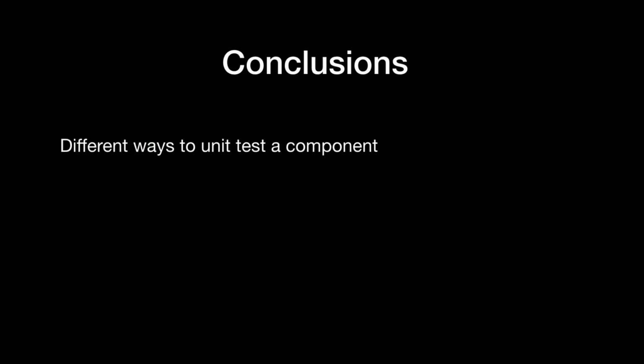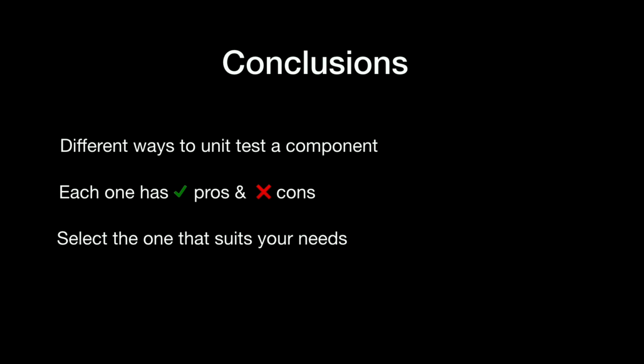So to sum up, there are different ways in which we can unit test a component, and each one has its pros and cons. And each one should select the method that suits your needs. So at some points, maybe an Rx blocking should be appropriate for simpler flows, but for more complex flows, you may find yourself needing a test scheduler. Or maybe at some point, you may find yourselves combining those methods.